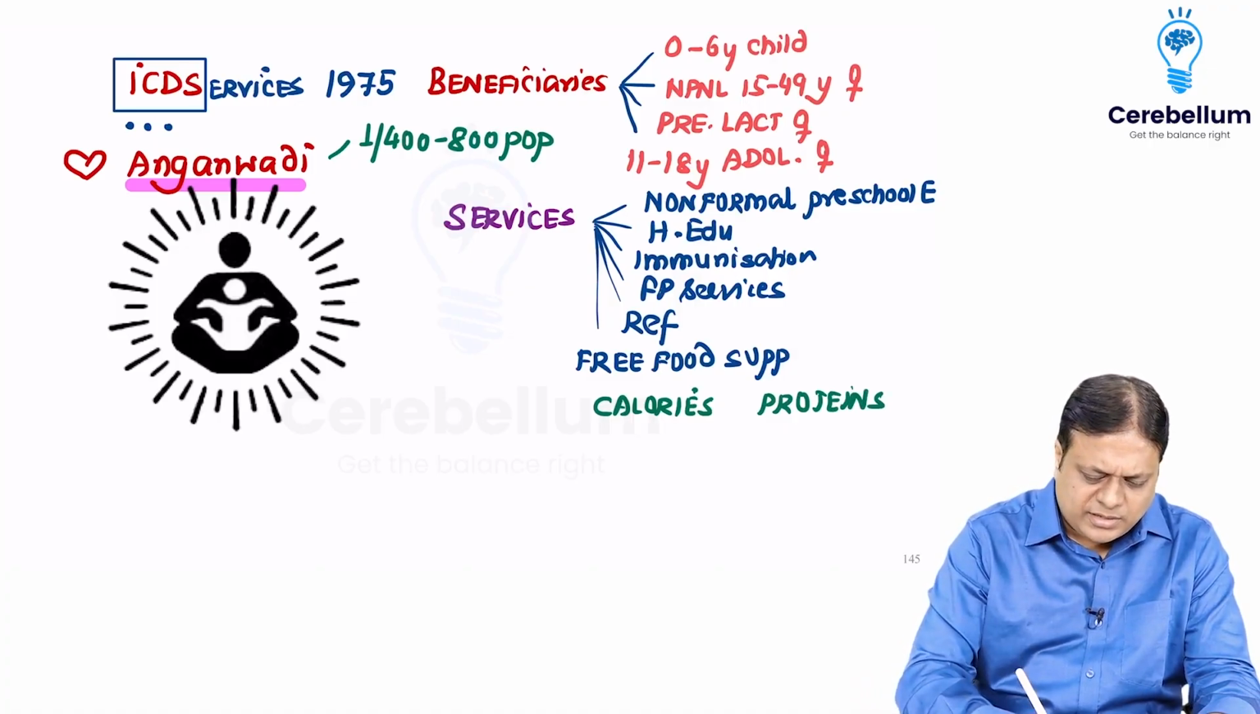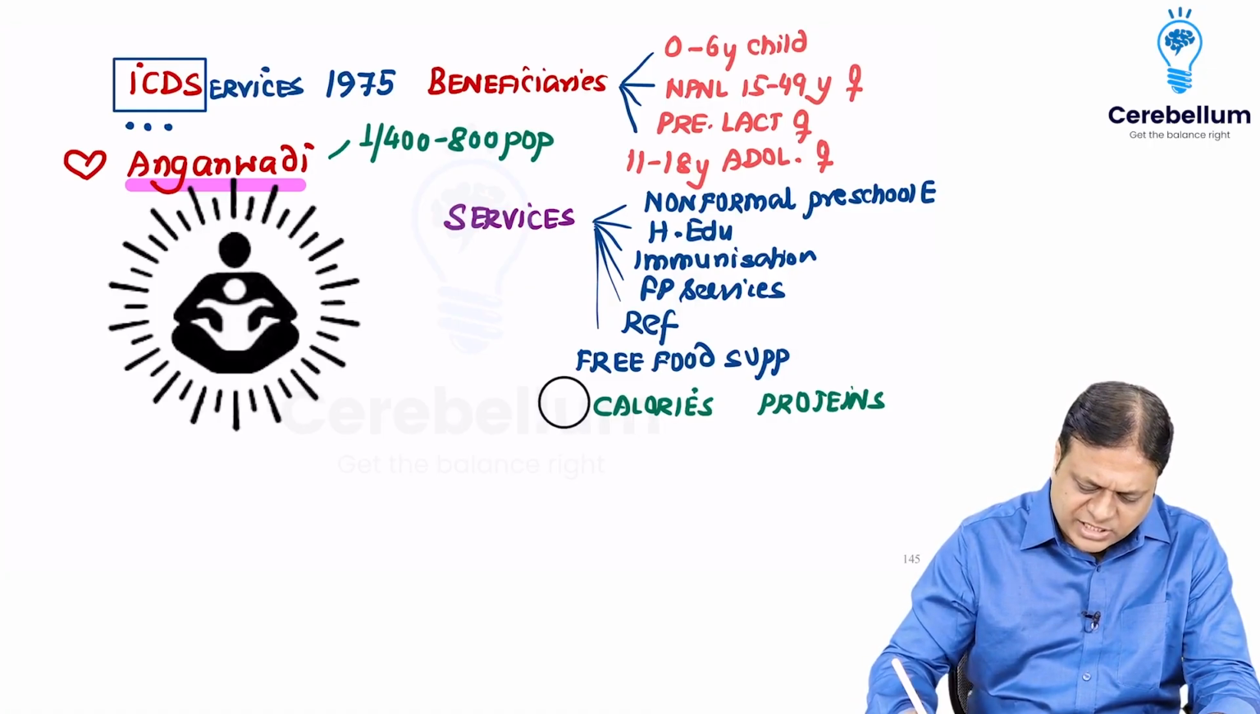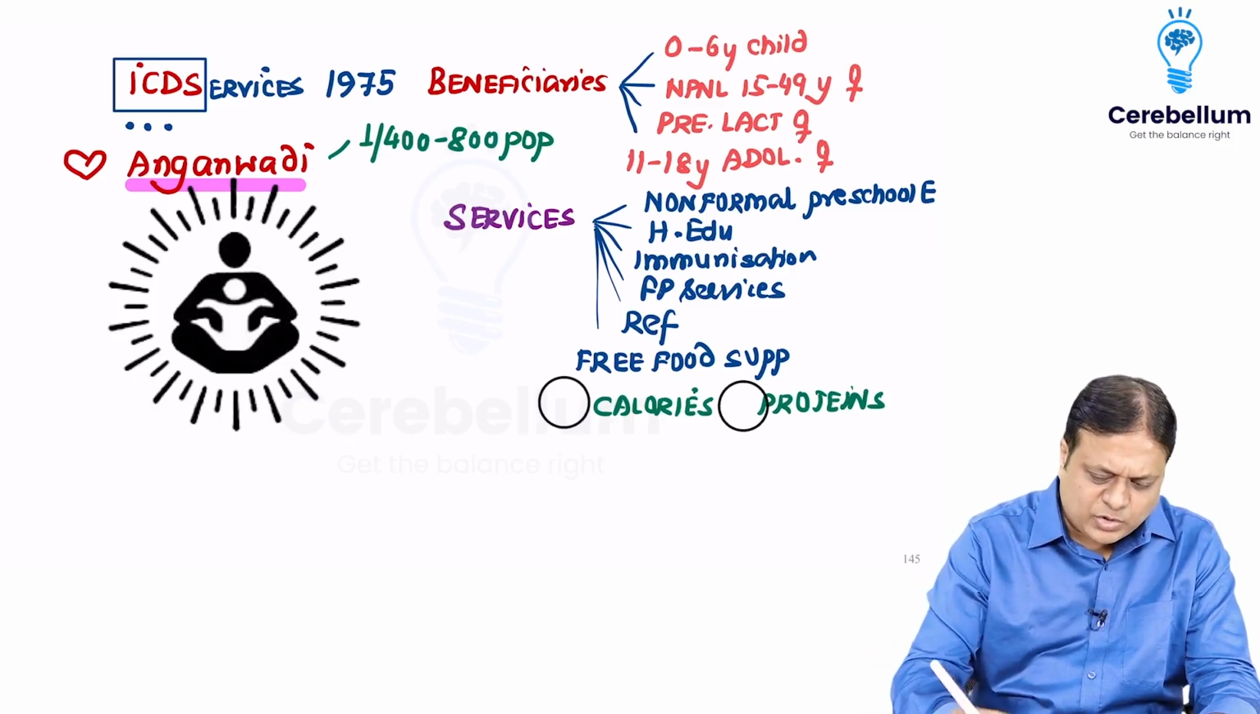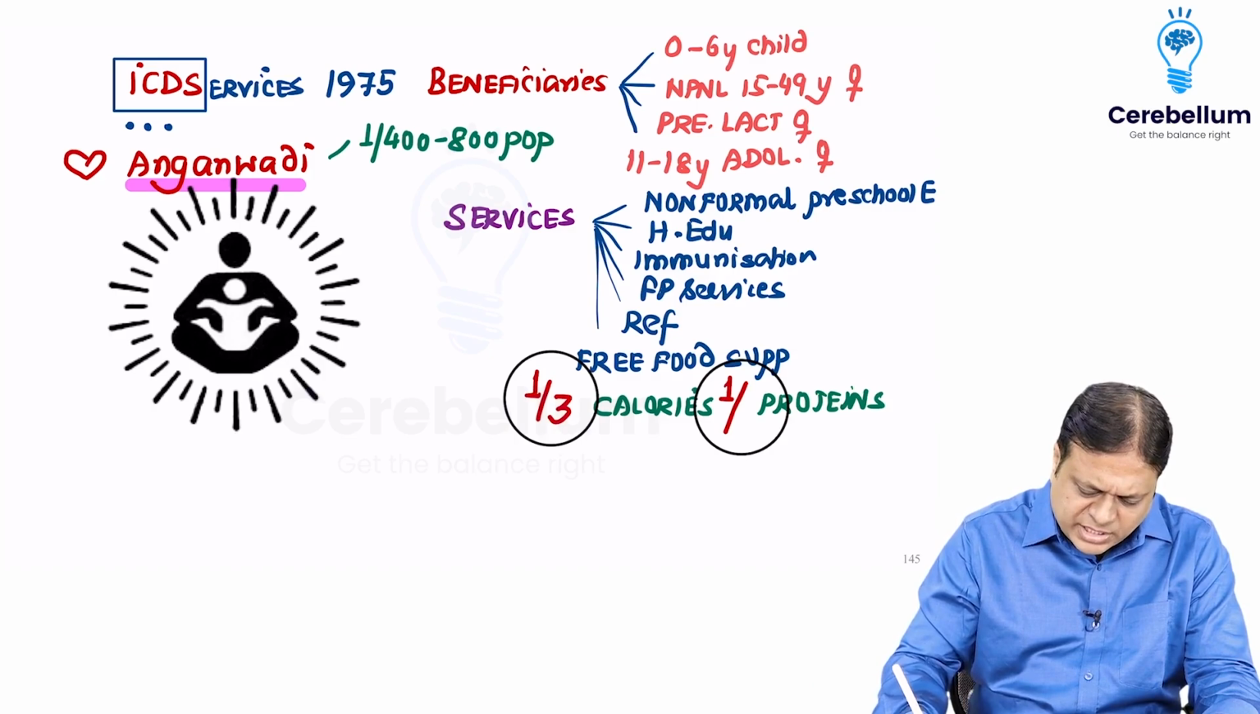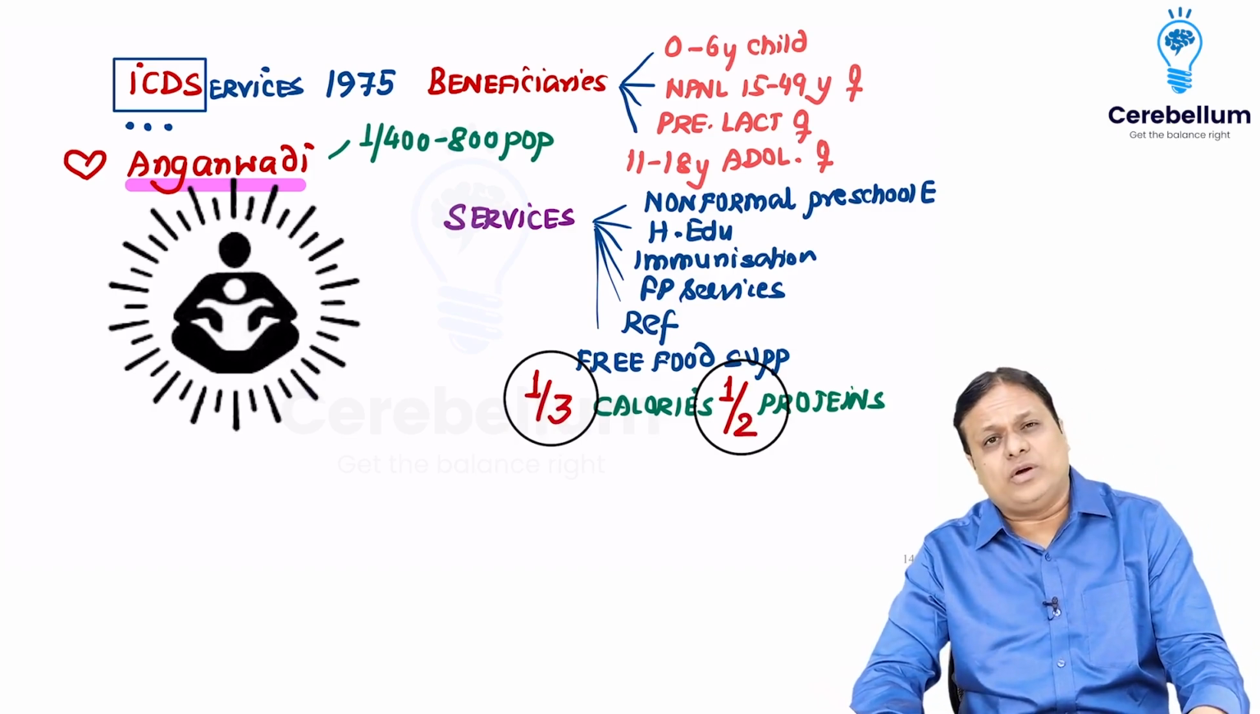in a fraction of the daily requirement. Calories given are daily 1/3 of the daily requirement, proteins are given 1/2 of the daily requirement.